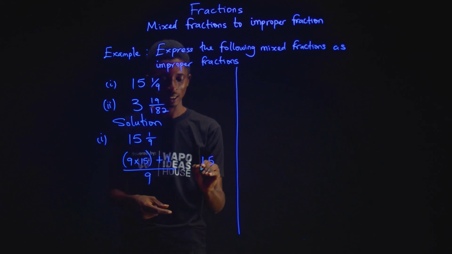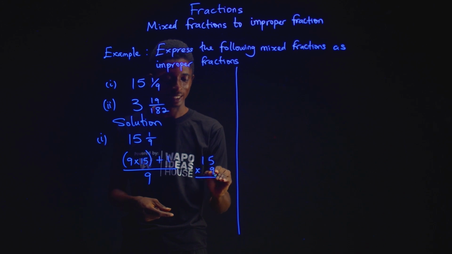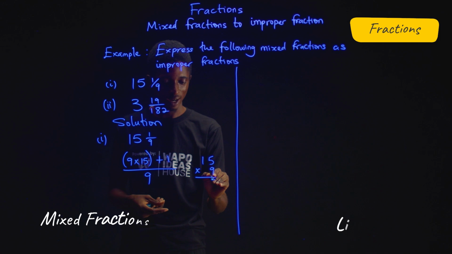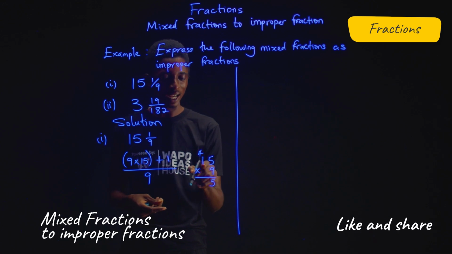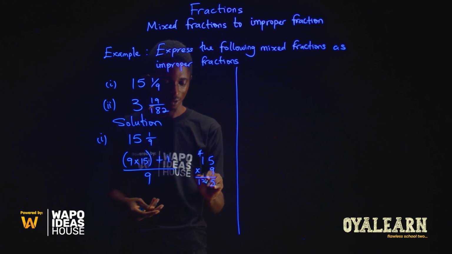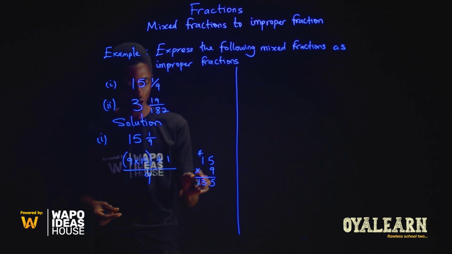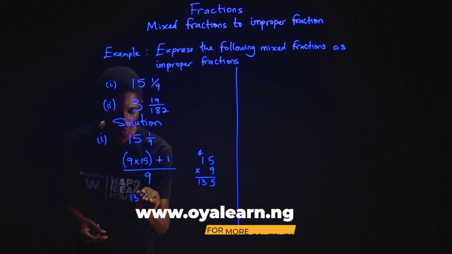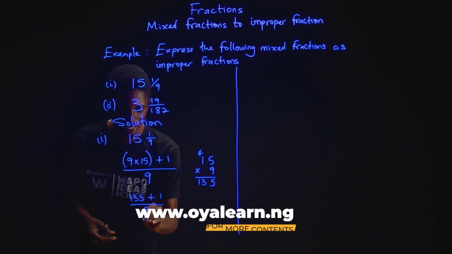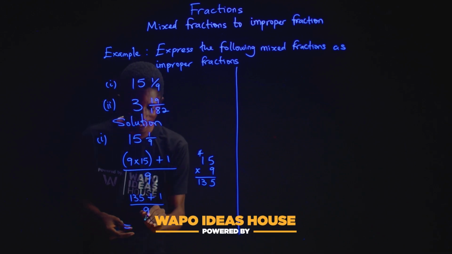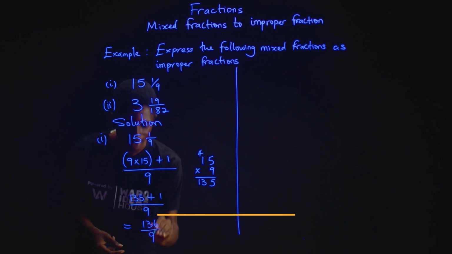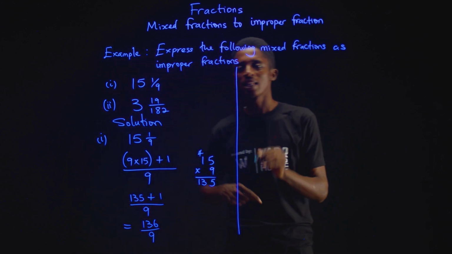You have 15 multiplied by 9. And 9 multiplied by 5 will give us what? 45. So you write 5, carry the 4. 9 times 1, 9, plus 4, that is 13. So we have 135 plus 1/9, giving us a final answer of 136/9. Now to the second one.